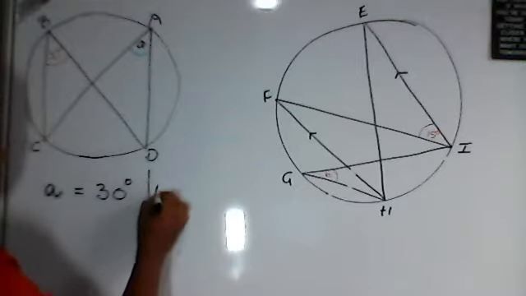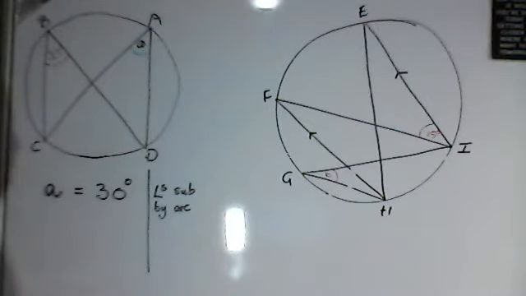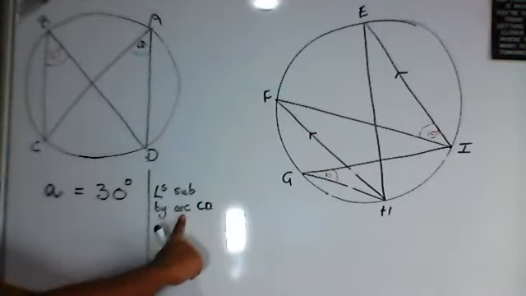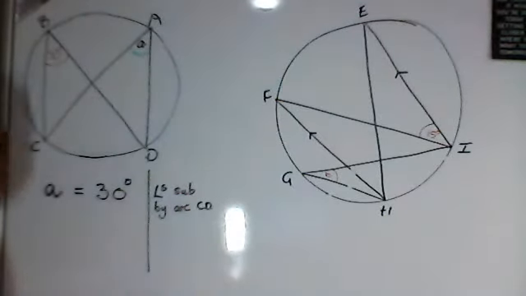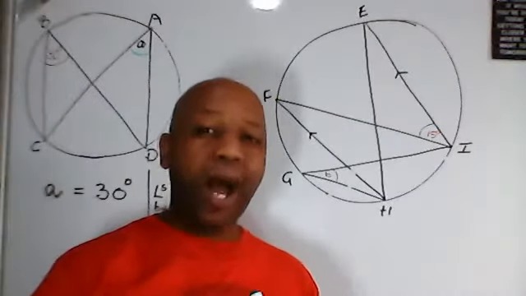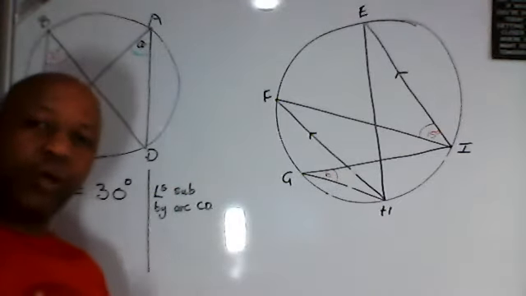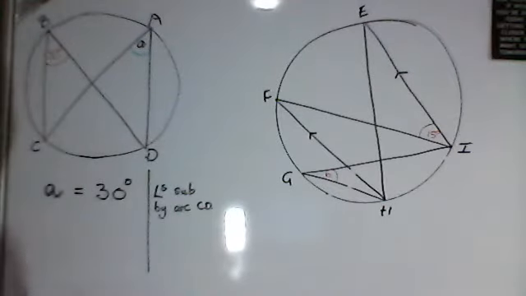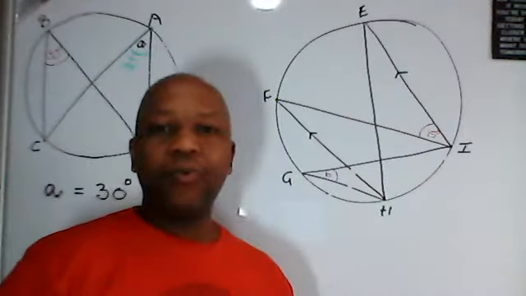Our reason is that angles subtended by the same arc, or I like being specific and writing, angles subtended by arc CD. This is good because when examiners are marking your work, they can see exactly which arc you are referring to. When we go on to solve riders, you will see why this specificity is very important at times. So A is equal to 30 degrees. Done. Let's move on to the next problem.